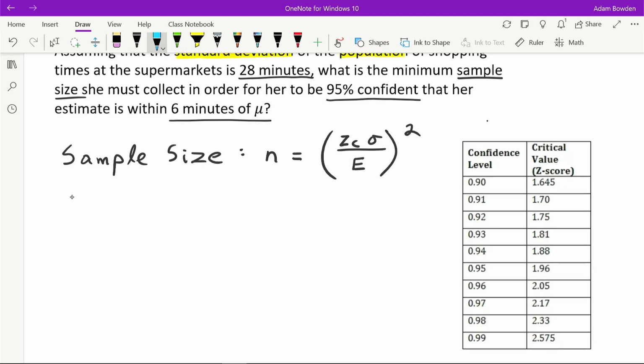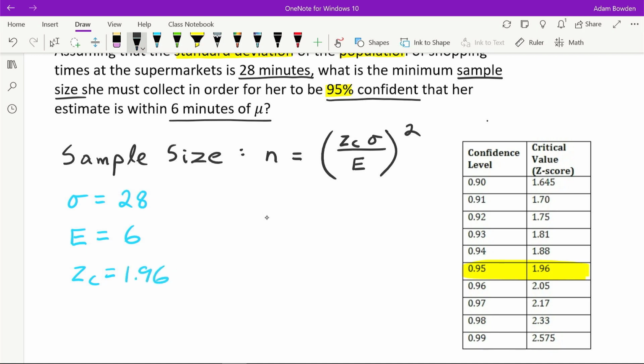So let's write down the numbers we have here. We know sigma, the population standard deviation, is 28. The margin of error they'd like to estimate here is 6, for 6 minutes. That's E. And then if we look up the value for z sub c in the table, we're dealing with a 95% confidence interval. So here's our value for z sub c, 1.96.